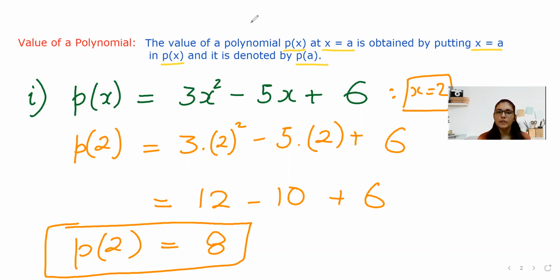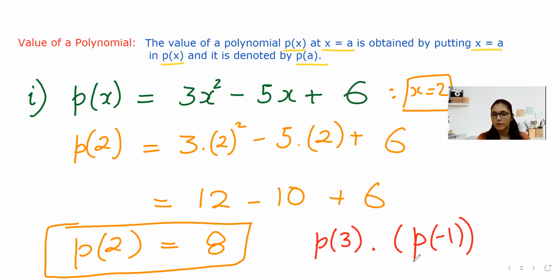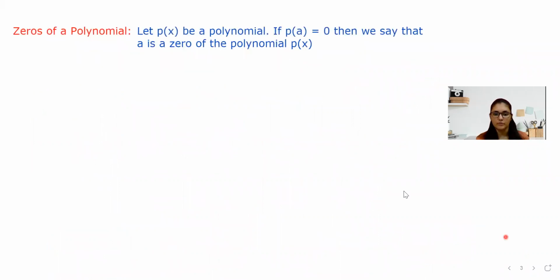Similarly, you can calculate for more values. You can calculate for 3 also. You can calculate for negative numbers also, like -1. You can calculate this polynomial also. So you can calculate the value of a polynomial for many different types of numbers. Okay, so this is the value of a polynomial.